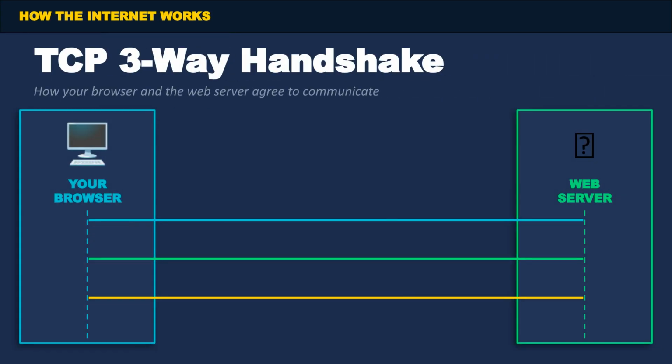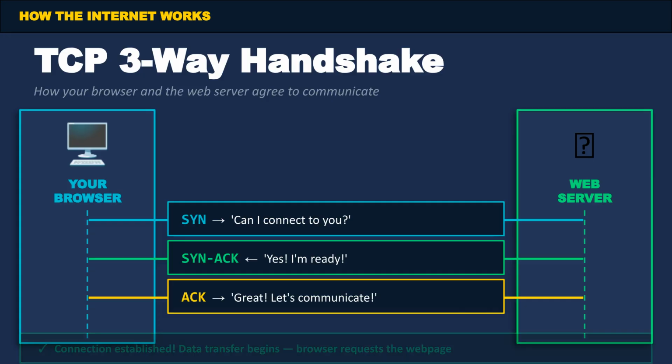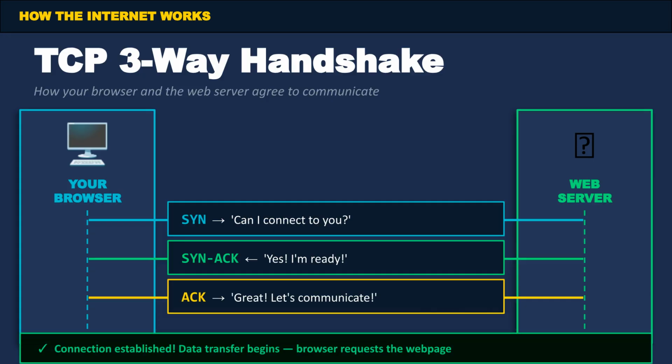The TCP three-way handshake is how your browser and the web server agree to communicate. It involves 3 steps: SYN, SYN-ACK, and ACK. Once established, data transfer begins, and the browser requests the web page.